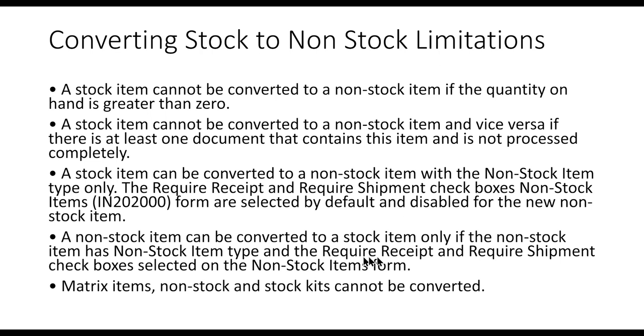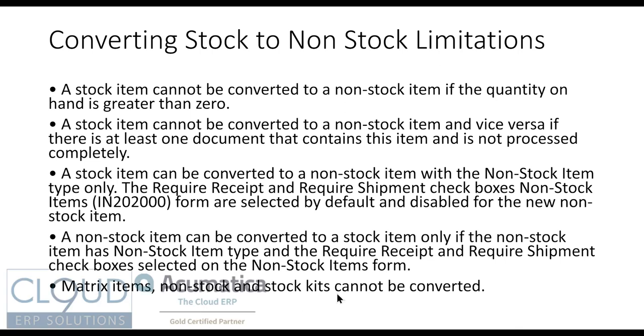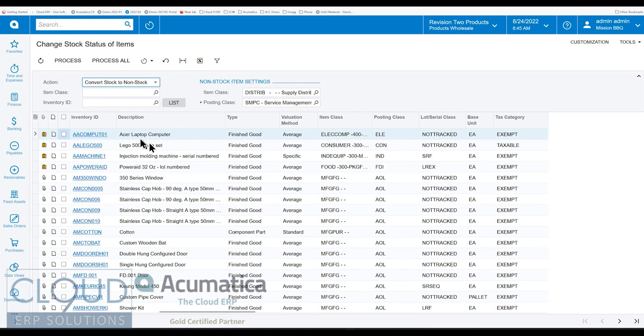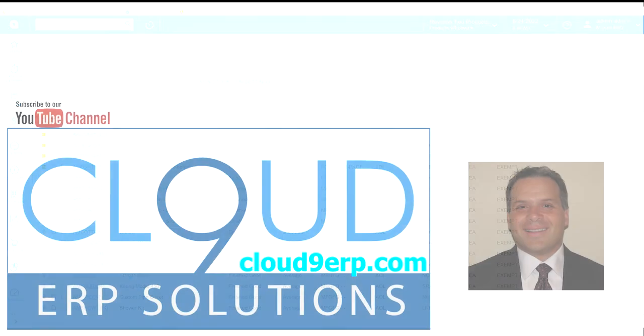And the require receipt and require shipment checkboxes must be selected on the non-stock form. So they have to be there as well. You can't do anything with matrix items. They cannot be converted, nor can non-stock or stock kits. So that's it. That's changing stock status of items. You can now do it in Acumatica 2022 R2.